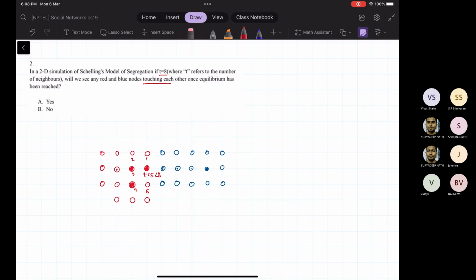So it will be either completely red or completely blue. So will we see any red and blue touching each other? No. So the right answer is no.